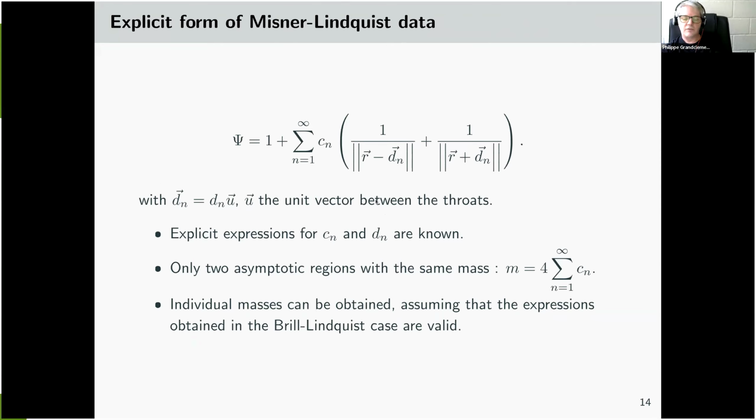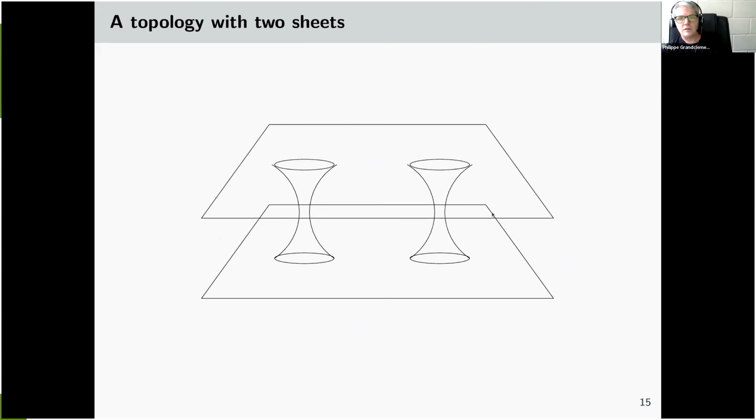But in the end, what it changes with respect to the previous solution is that the conformal factor takes the same form as before, except you now have a series of diverging points. So instead of having just two diverging points, you have an infinite series like that that converges. You can actually find analytic expressions for the Cn and the Dn's, and you can show that by construction, in that case, you have only two asymptotic regions, and they have the same mass. And so the illustration is that expression here.